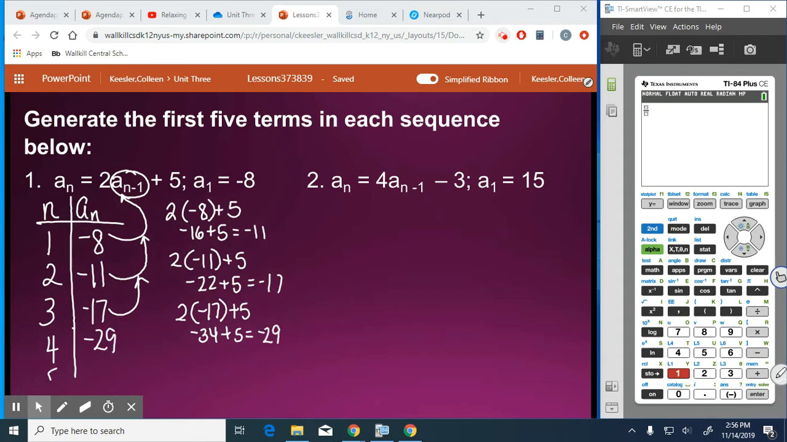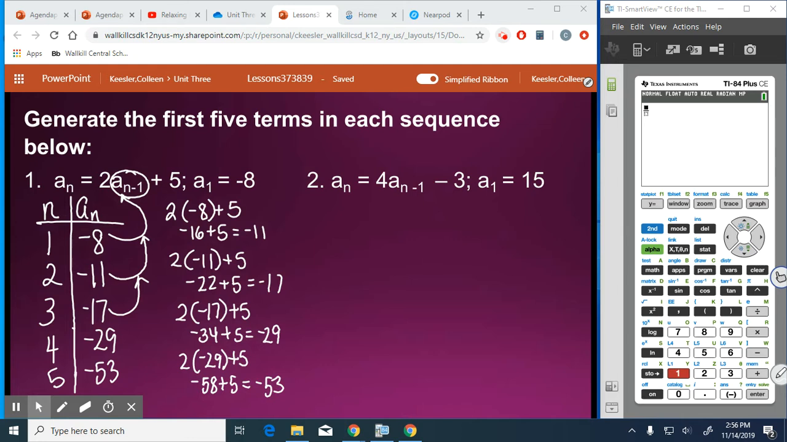And then I do it one more time to find the fifth term. So 2 times -29 plus 5 gives me -58 plus 5, which equals -53. And so I've used that recursive formula to generate the first 5 terms of the sequence.